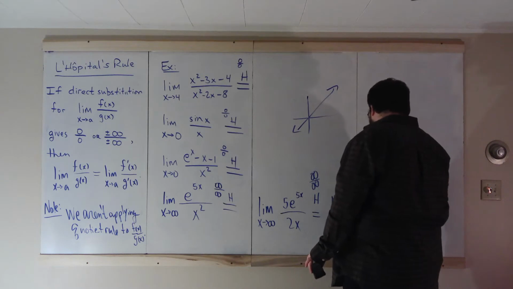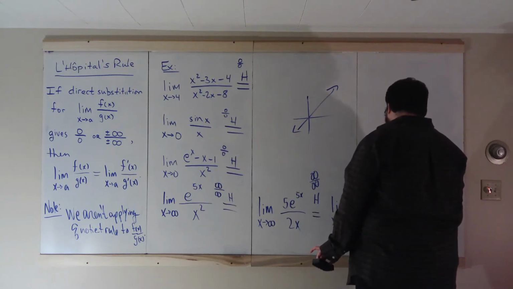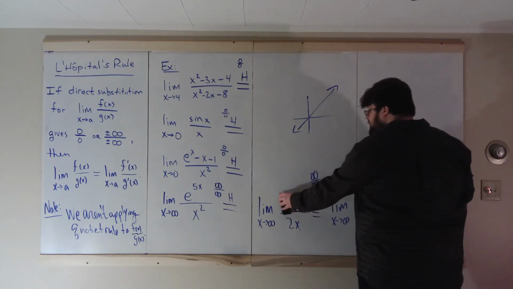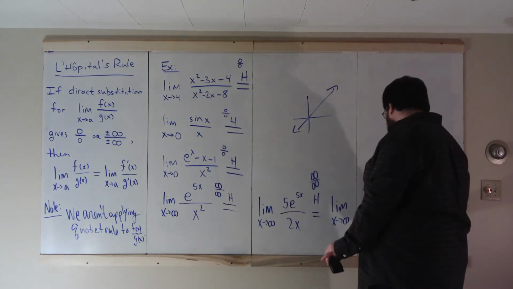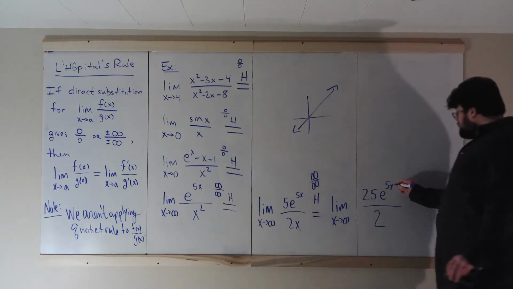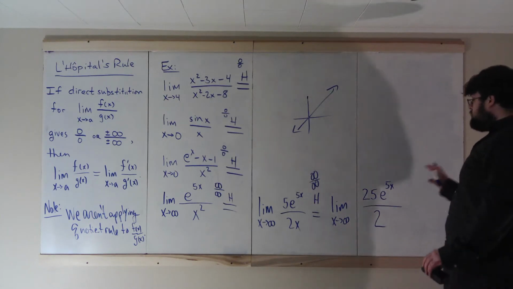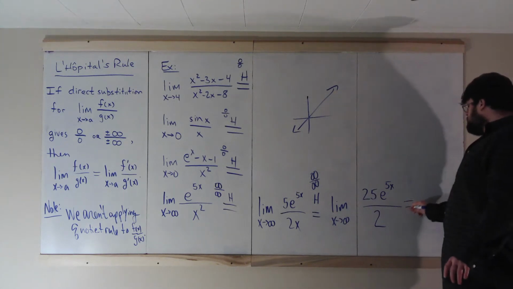Derivative on top, well, the 5 just carries along. And you have derivative of e to the 5x, which is 5e to the 5x. So we have a 5 times 5e to the 5x, which is 25e to the 5x. Derivative on the bottom is 2. You could actually pull those constants out if you want. And what happens here as x goes to infinity?